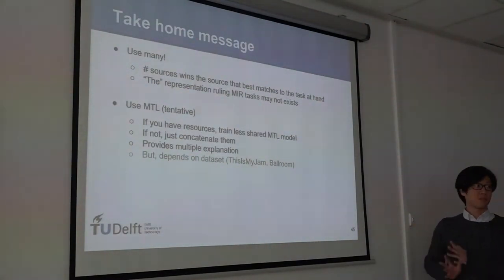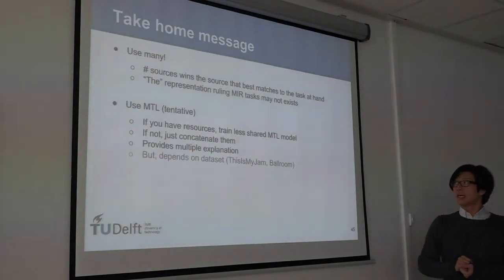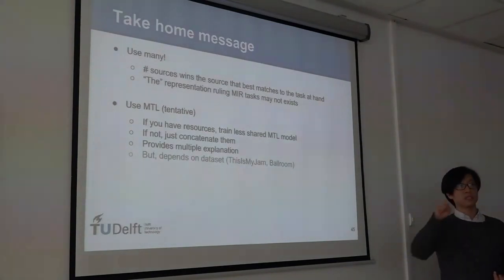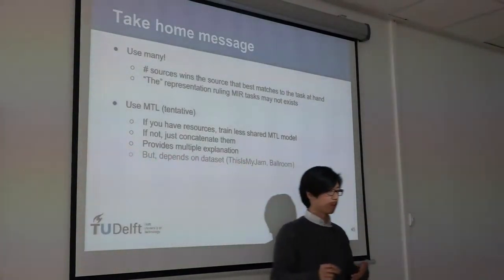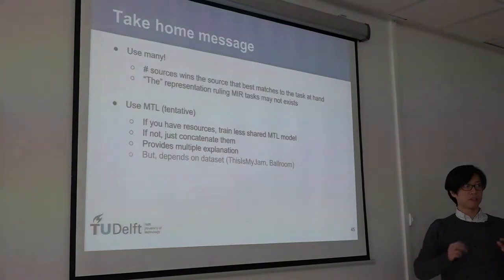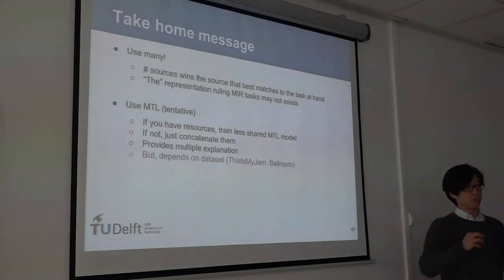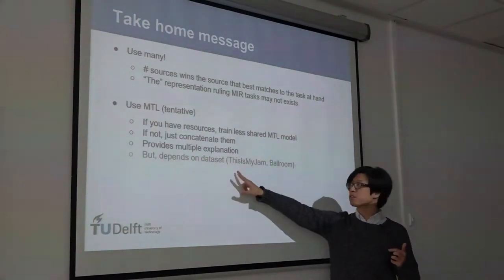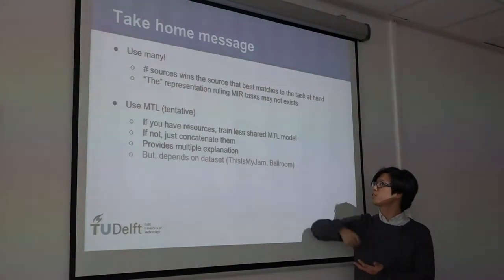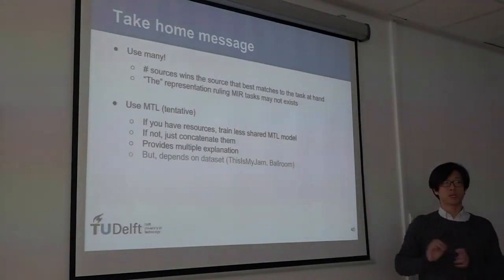And it is still tentative in terms of statistical significance. You can use MTL. If you have resources, train a less shared MTL model. If not, just grab a pre-trained model from the field, from GitHub, from somewhere, and then concatenate them. And actually, another side effect of having a multi-task-based representation is that you can have different aspects of the input signal which can explain what this representation means on different aspects. But for all of those results, there are some outliers in terms of task at hand, like the recommendation data set and the volume data set, so be cautious of that.